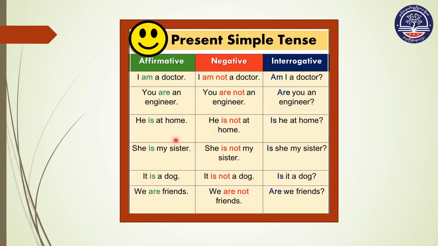She is my sister. Negative. She is not my sister. And the question form, is she my sister? I hope you're looking at all the word order and understand how it's formed.